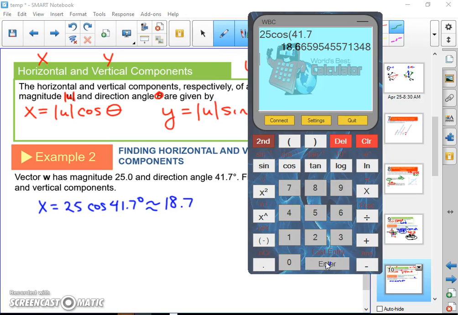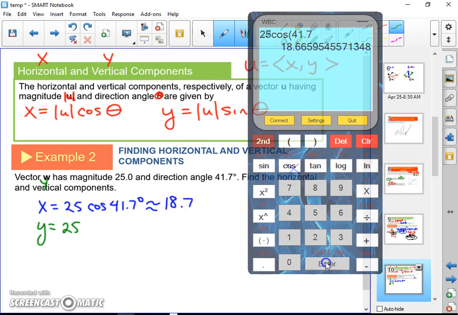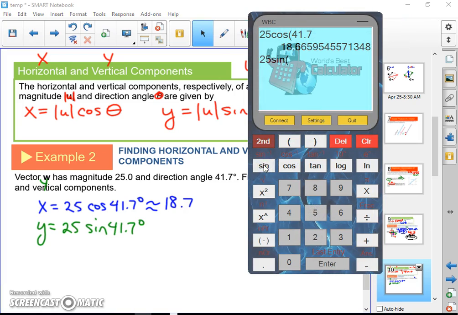We also had to find the vertical component. Remember, the vertical component is the y, so we want y equals magnitude times sine theta. That's about 16.6. So there we just found the horizontal and the vertical component.